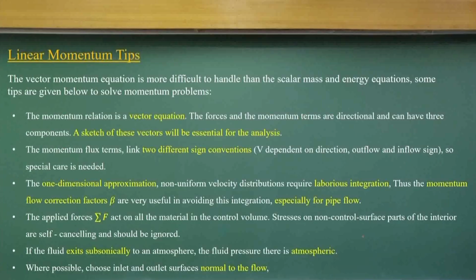Second, we always compute the momentum flux terms, influx and outflux, by direction. You always look at the velocity direction, whether it is an inflow or an outflow. What will the conditions be when you have the dot product or scalar product of the velocity and the normal to the control surface, whether it will be a positive sign or a negative sign. So always try to draw the velocity diagram first.